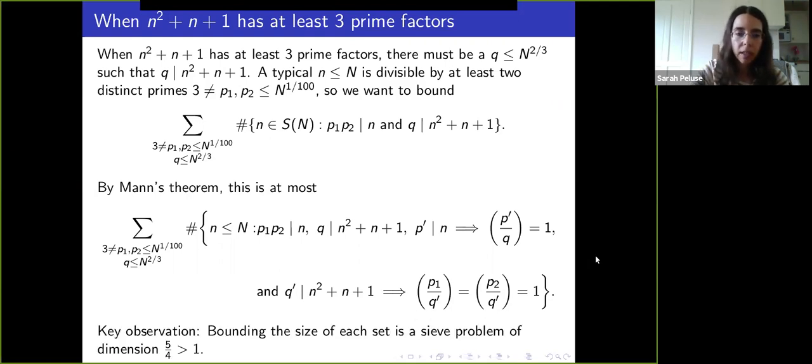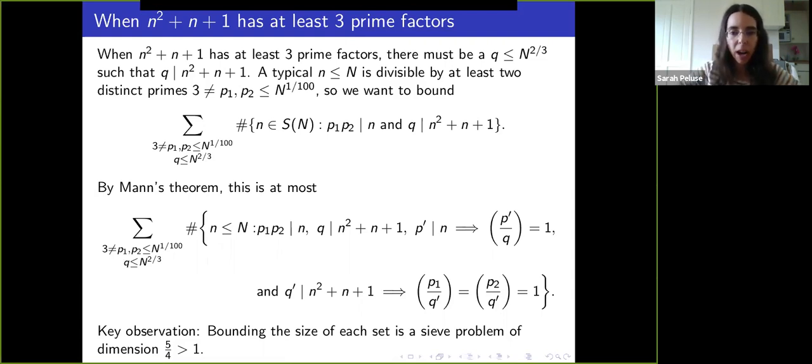But fortunately, bounding the size of each of these individual sets is a sieve problem of dimension 5/4, and crucially, 5/4 is greater than 1. So that means that by applying an upper bound sieve, the size of each of these sets is like n over log n to the 5/4. And even though we lose some by summing over these primes, this extra log n to the 1/4 saves us enough over the number of prime powers below n.